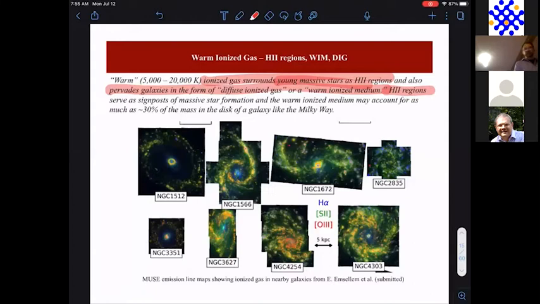In terms of this sort of diffuse ionized gas, our tracers of this tend to be sensitive to the density of the gas, and so actually getting a perfect accounting of the overall mass of the warm ionized medium gets tricky for a couple of reasons. But it's not crazy to think about saying that this diffuse ionized gas or warm ionized medium might account for as much as 20 or 30% of the mass in the disk of a galaxy like the Milky Way, with a more extended vertical distribution than some of the colder phases.